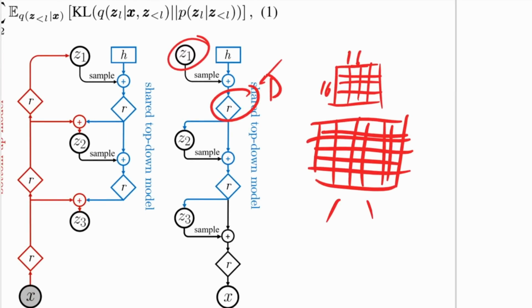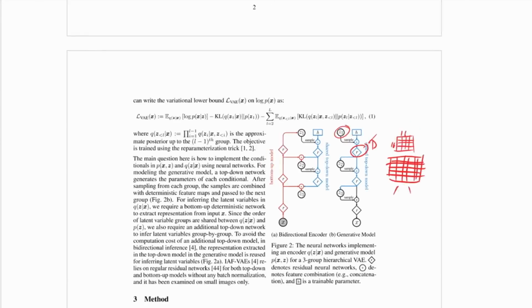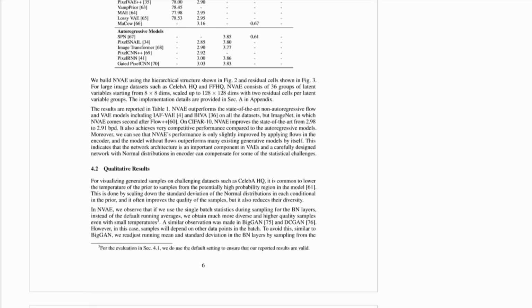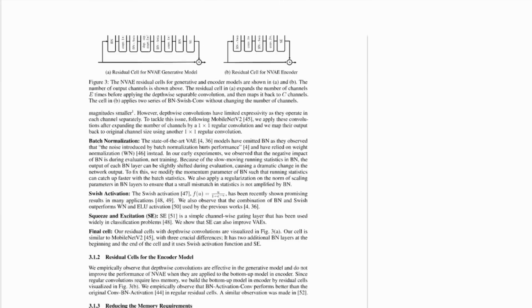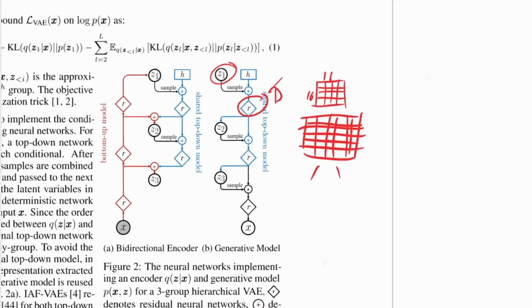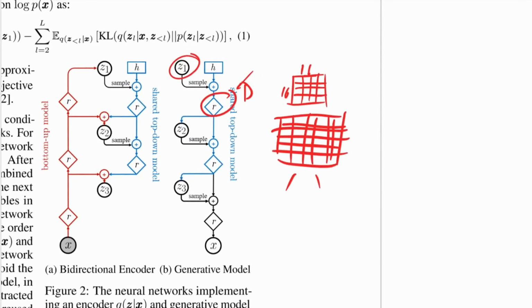And so on. So you go higher and higher in the hierarchy of noises. So this is a hierarchical model. Down here, as you can see, it consists of 36 groups of latent variables, starting from 8 by 8, scaled up to 128 by 128, with 2 residual cells per latent variable group. So you continuously scale up your images, and each time you add another bunch of these noises right here.